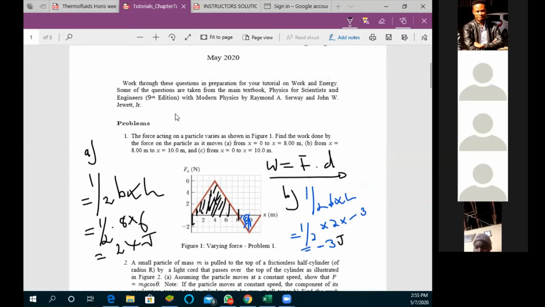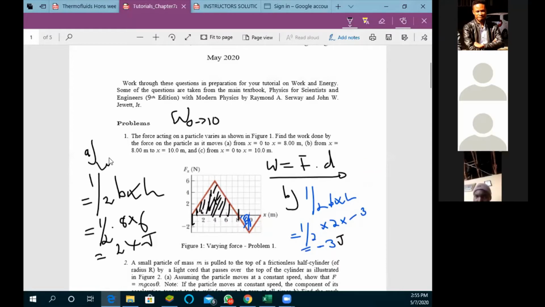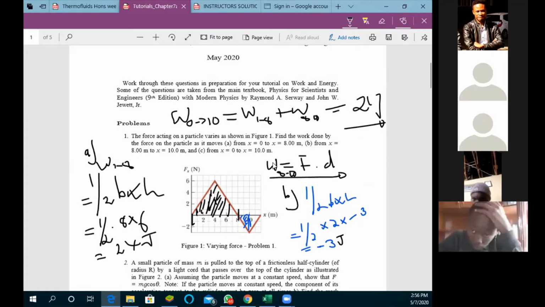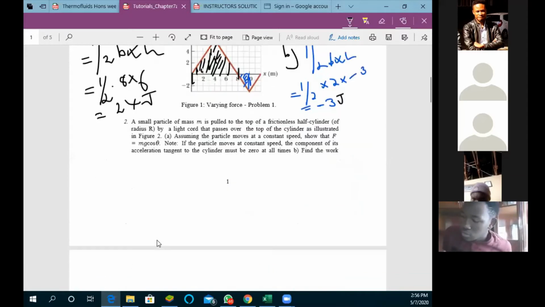So total energy, I'm just going to say work done from 0 to 10. This was work done from 1 to 8, and this was work done from 8 to 10. So from 0 to 10, we just add work done from 1 to 8 plus work done from 8 to 10. That gives me 21 joules, isn't it? Okay, yes. So we're done with the first question.